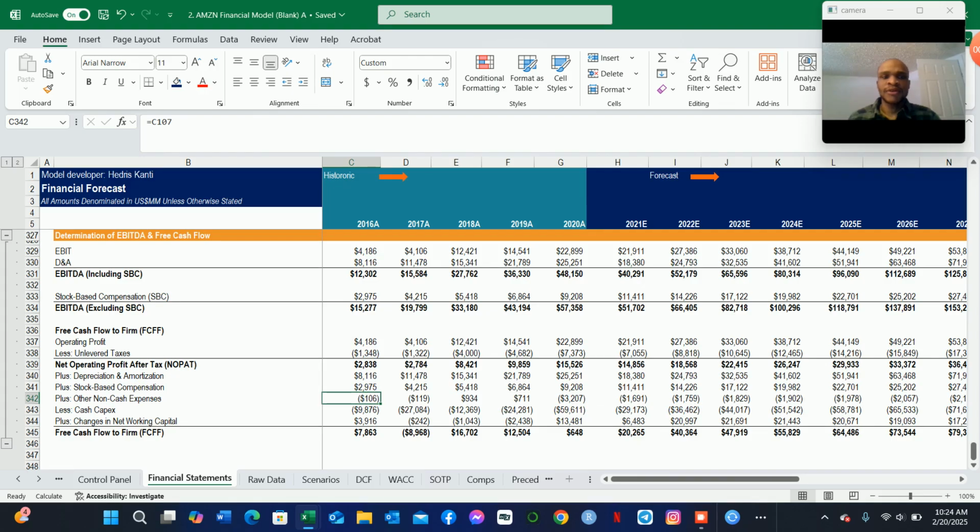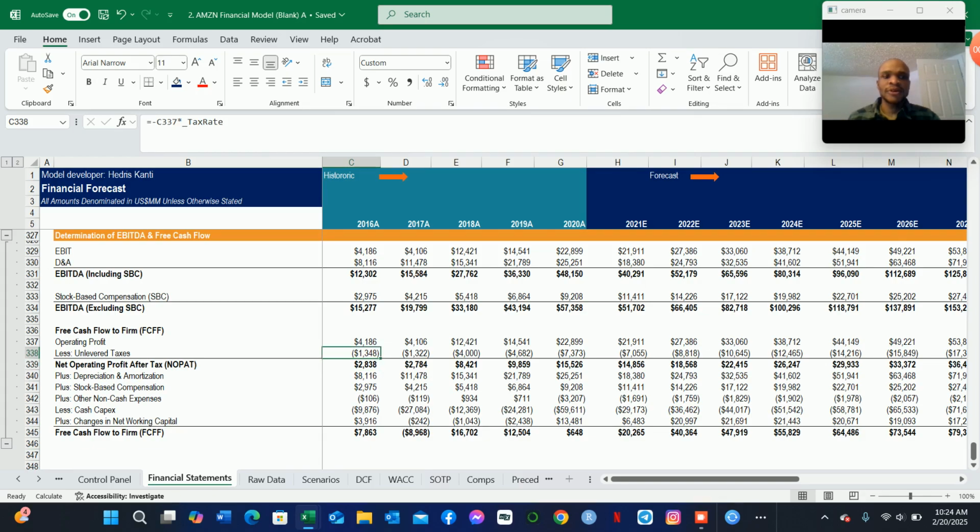So as you can see, for example, here for the other non-cash expenses, these are the changes in marketable securities, mark to market, if we believe they are mark to market. So these are the changes in marketable securities. As you can see, we are actually deducting any increase in those changes as it's a cash outflow and non-cash item.